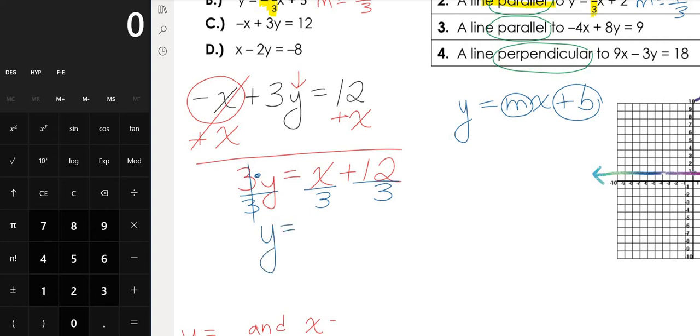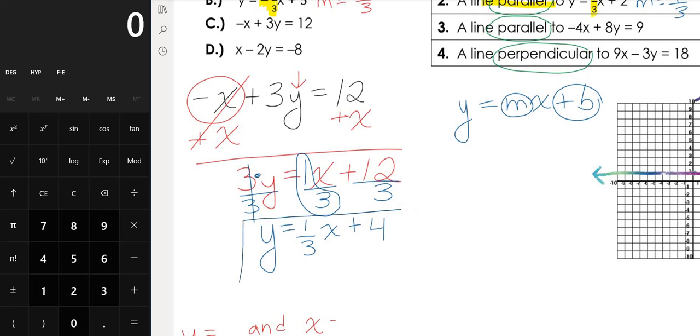Here, for the x over 3, we're not going to keep it as x over 3. Instead, we're just going to remember there's an invisible 1 coefficient to the x. And what we're really doing is we're dividing that coefficient by 3. So it's going to be 1/3 x plus 12 divided by 3, 4.